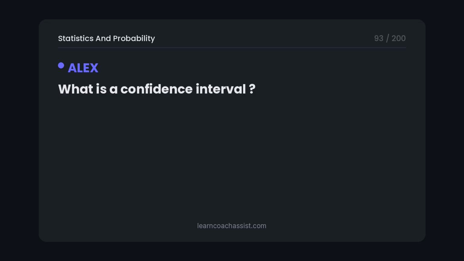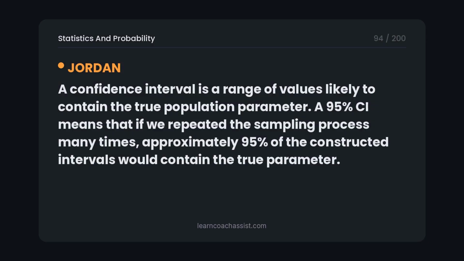What is a confidence interval? A confidence interval is a range of values likely to contain the true population parameter. A 95% CI means that if we repeated the sampling process many times, approximately 95% of the constructed intervals would contain the true parameter.